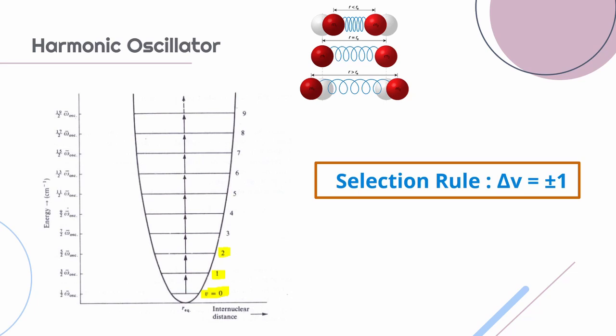Well, a transition from a state to any other state is not possible in case of a harmonic oscillator. There is a selection rule which states that the change in vibrational quantum number must be plus or minus 1 for a transition to take place. So a transition from quantum number 0 state to a quantum number 1 state is possible, but a transition from a 0 quantum number state to quantum number 2 state is not possible.